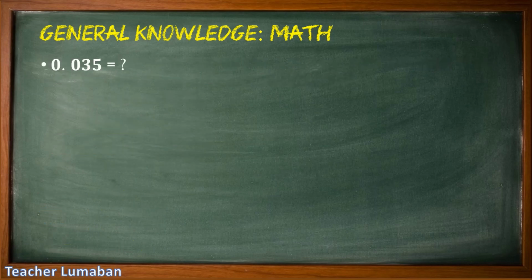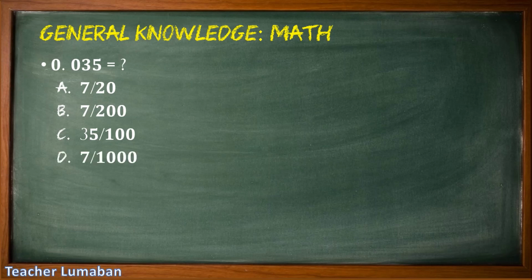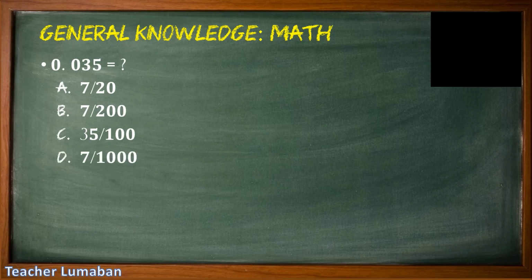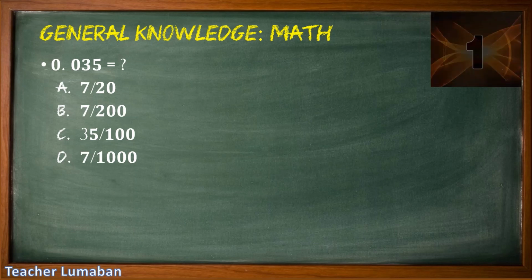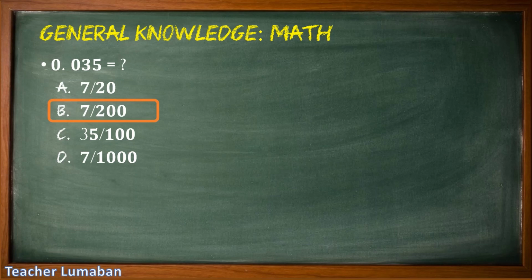0.035 equals blank. Letter A, 7/20. Letter B, 7/200. Letter C, 35/100. Letter D, 7/1000. Please answer in 5, 4, 3, 2, 1. The correct answer is letter B, 7/200. 0.035 equals 7/200.